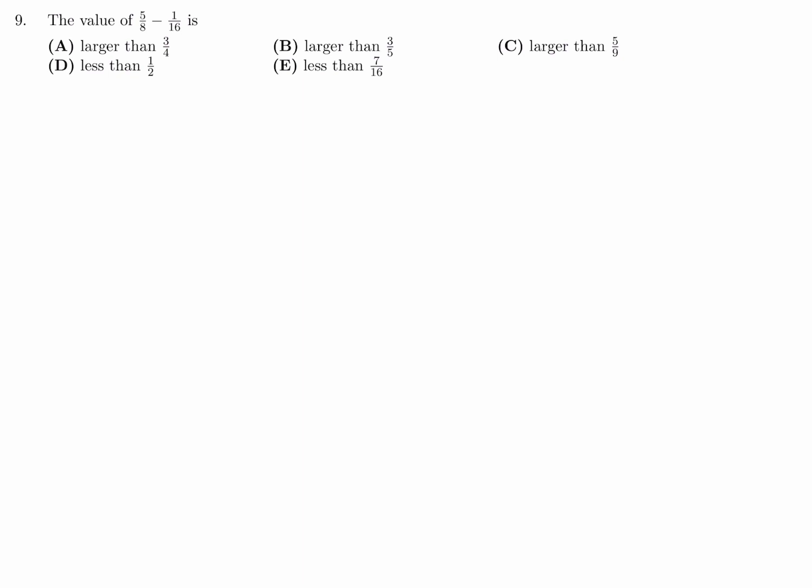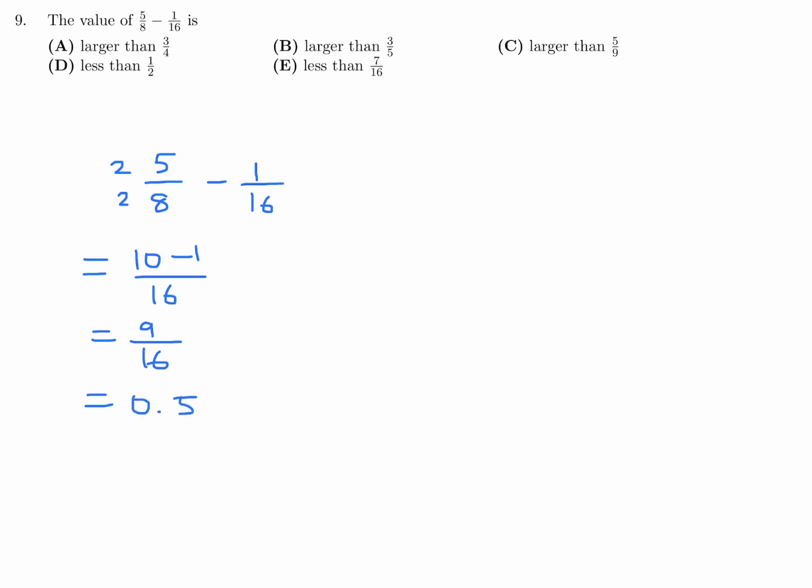The value of 5 over 8 minus 1 over 16 is. Let's first figure out what that is. Multiplying this fraction top and bottom by 2, we get 10 minus 1 over 16, or 9 over 16. We're going to compare it, so let's just convert it from fractions to decimals, and that's what I get. All right, let's figure this out now.